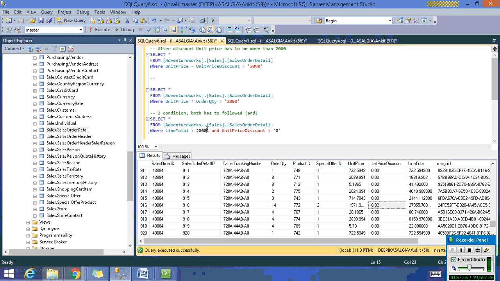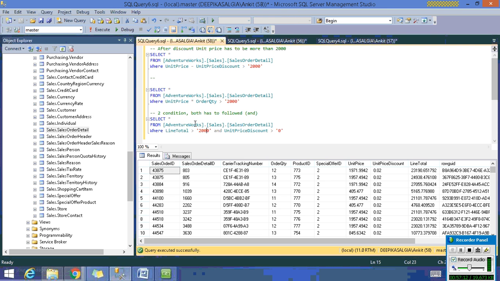Yes, good. So this will be your query when I ask you. So what you did is, you did both the conditions. So let's say if you don't have a line total, what you're going to do is, you're going to use this one, right? If you don't have line total, then you say unit price into order quantity has to be greater than 2000 and unit price discount has to be greater than 0.